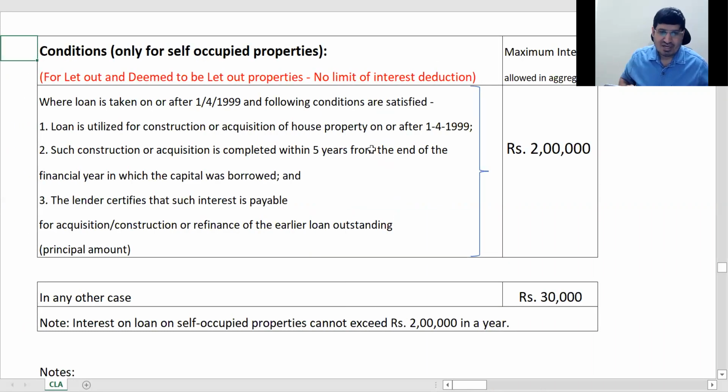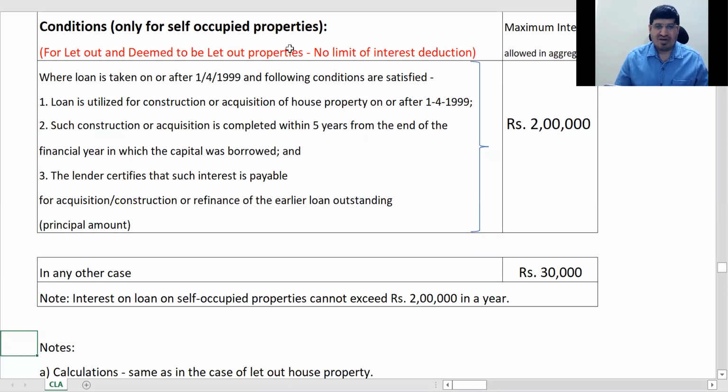Okay, so I will not explain that in English because that was just a different, particular question. Okay, so yeah, okay. Then next what we have done is, in any other case it will be 30,000.